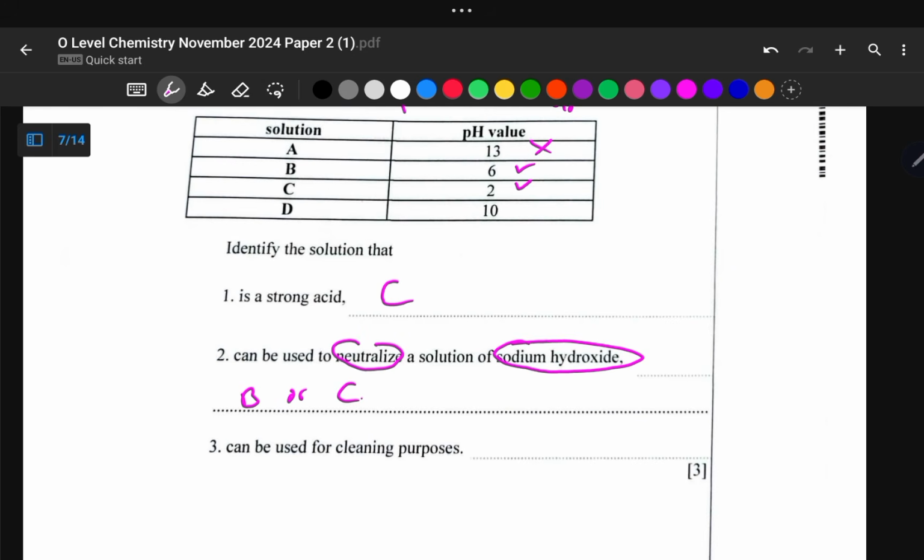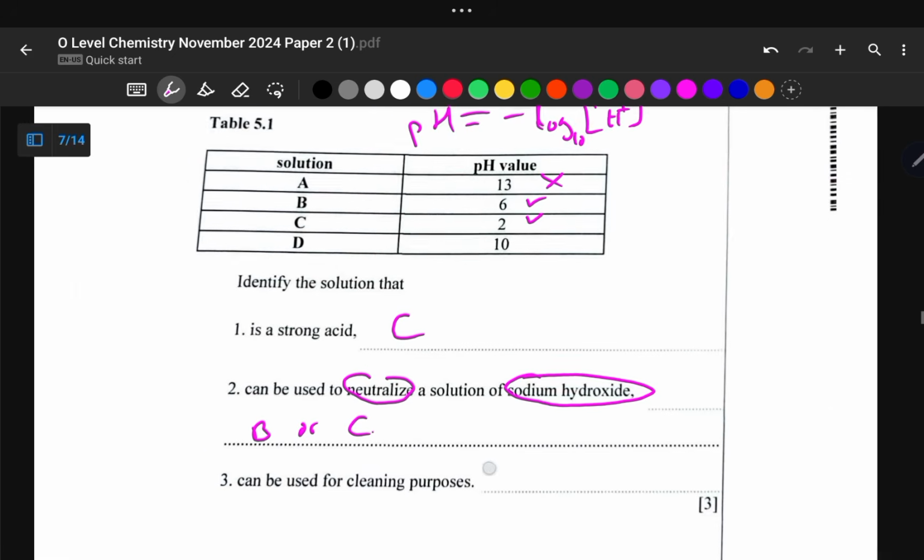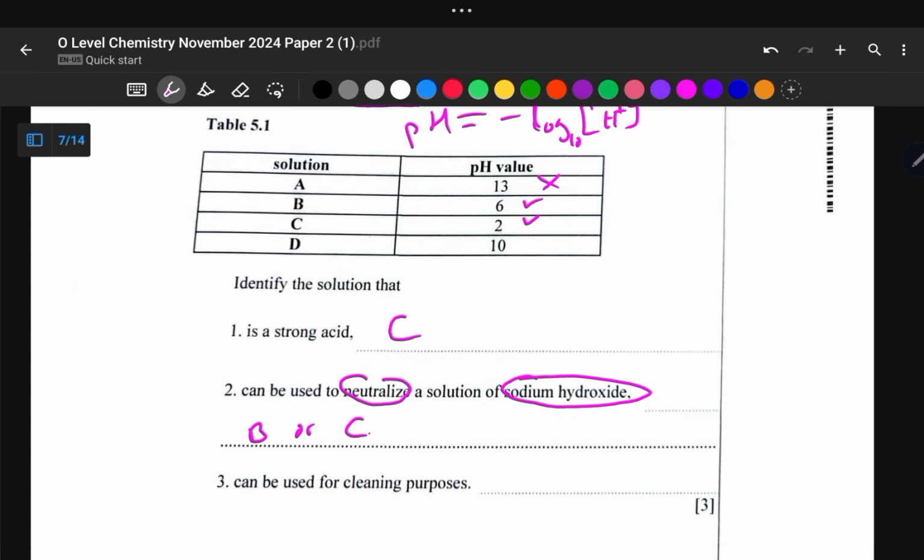And then identify the solution that can be used for cleaning purposes. So for cleaning purposes, we normally use option D, a mild alkali, or option B. So option B is used for mild cleaning, so we use B or D. Option B can be used in mild cleaning, and then D can be used in industrial cleaning, right? So these are the answers.